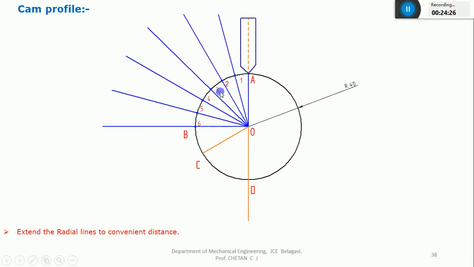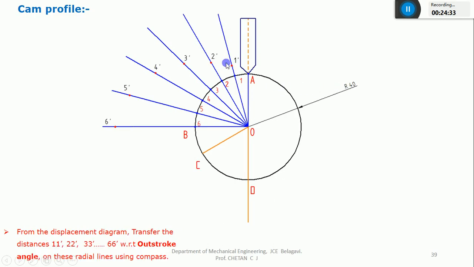Okay, now the reference point is point 1. I'll transfer the distance 1 to 1 dash along this radial line. So you can see I have transferred the distances 1 to 1 dash from the displacement diagram using a compass. Just copy the distance from the displacement diagram, that is 1 to 1 dash, 2 to 2 dash.